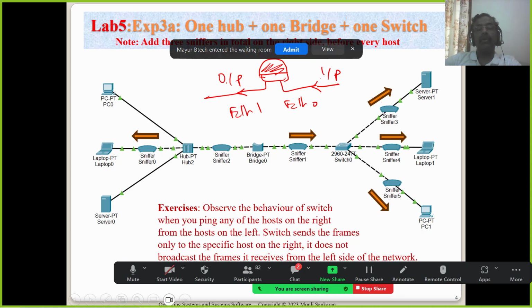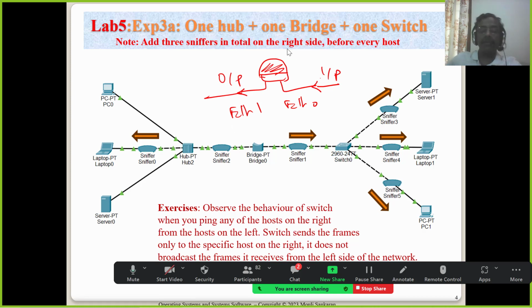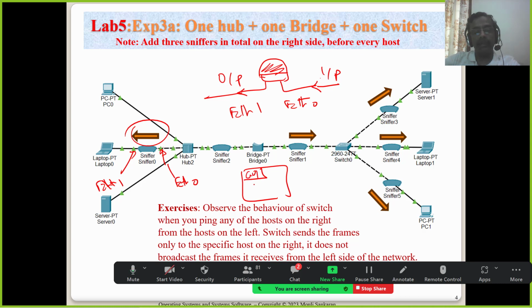When you connect the sniffer to an Ethernet LAN, assume that you are connected here. This is Ethernet 0 and this side is Ethernet 1. That is what I have mentioned by the arrow. So what you see in the GUI of this sniffer is only the frames flowing in this direction, in this line, frames going in this direction.